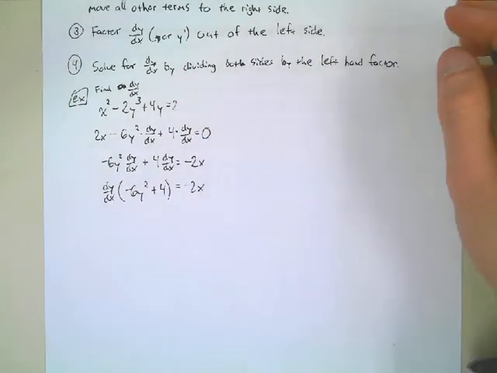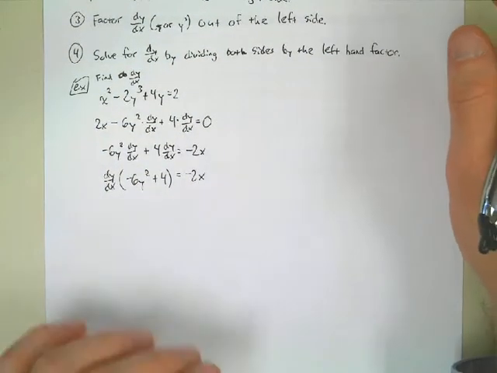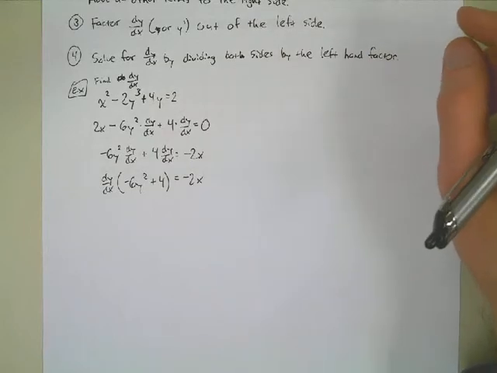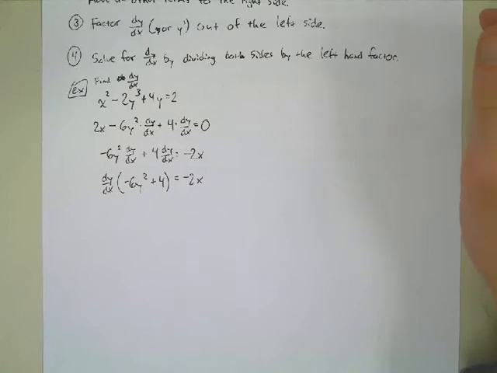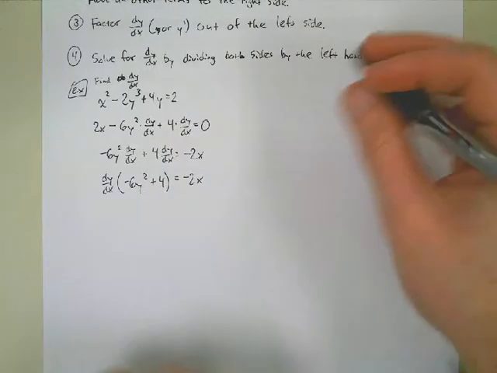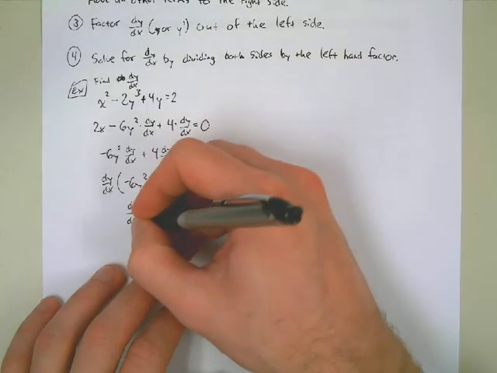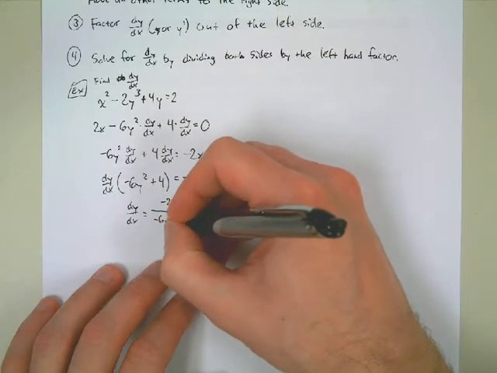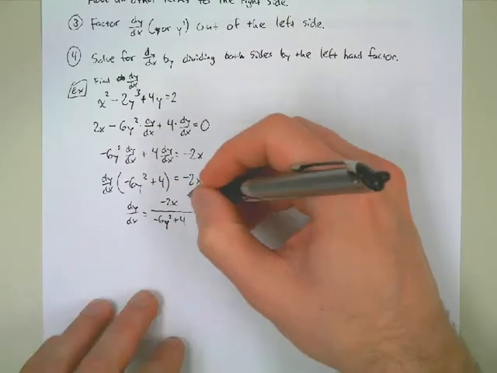And we're almost done. The last thing we want to do here to get that dy dx by itself, Maya, what should be the last thing that I do? What's with the dy dx that we need to get rid of? So what should I do with this quantity? Divide both sides by that quantity. Exactly right. So we're left with dy dx equals negative 2x all over negative 6y squared plus 4. There's the derivative. We found the derivative. That's it.